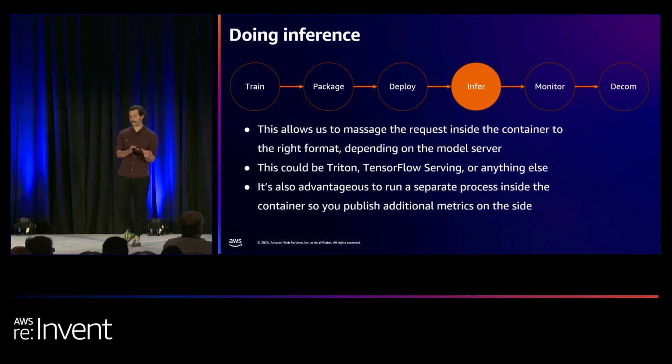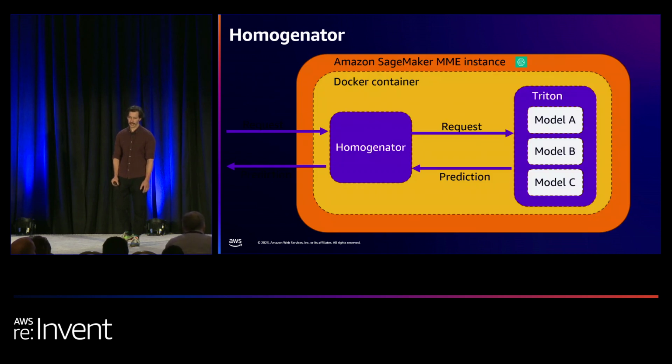That means we can massage the request directly inside the container to the right format, and it also allows us to build in support for different model servers. That could be Triton, it could be TensorFlow Serving, or anything else. And because we're running a different process inside that container already, we can do some fun stuff like publish additional metrics. Here's what that looks like.